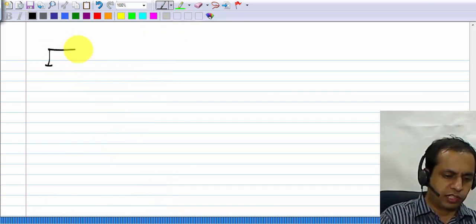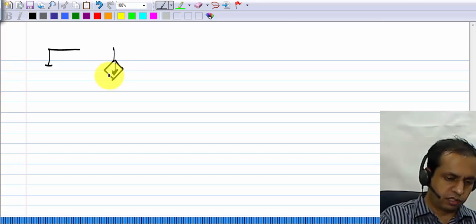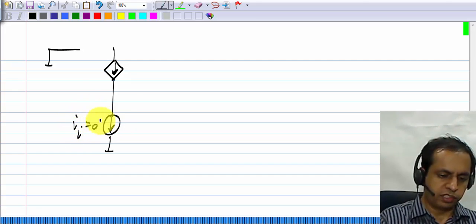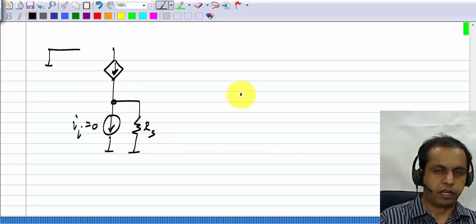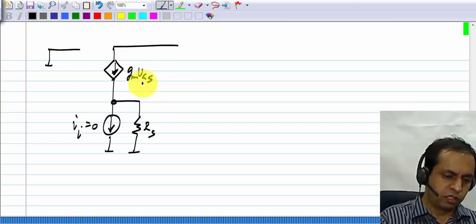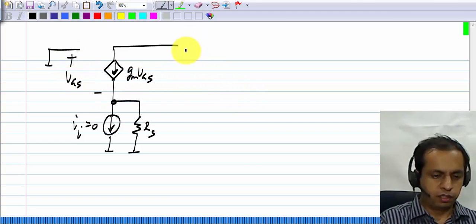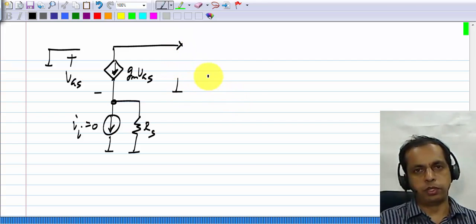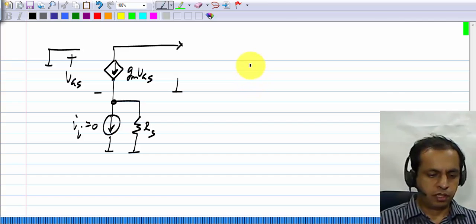For the output resistance, of course, we have to include the input source II, which is set to 0, in parallel with the source resistance RS. And this is GM-VGS, this is VGS. The load is connected between this point and ground, and that's where we have to evaluate the output resistance.